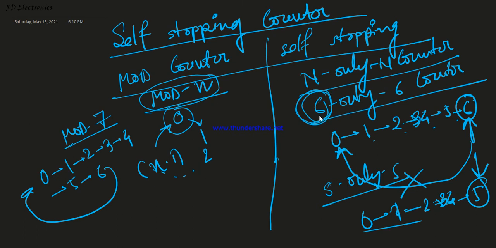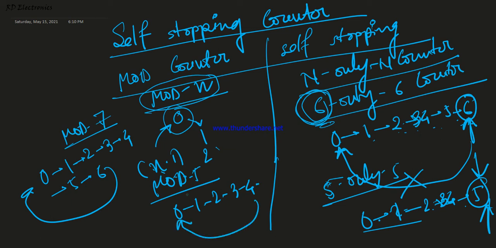Here, for example, for a 6 only 6 counter, the counting states are 0, 1, 2, 3, 4, 5, and 6, and then stop. For a 5 only 5 counter, the counting states are 0, 1, 2, 3, 4, 5, and just stop here. But for a mod 5 counter, the counting states are 0, 1, 2, 3, 4, and then come back again to 0, because for mod 5 the last state is 5 minus 1, that is 4, and then it returns to its initial state 0. So this is the primary difference between the mod counter and the self-stopping counter.